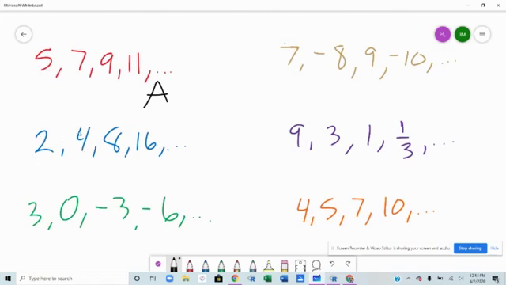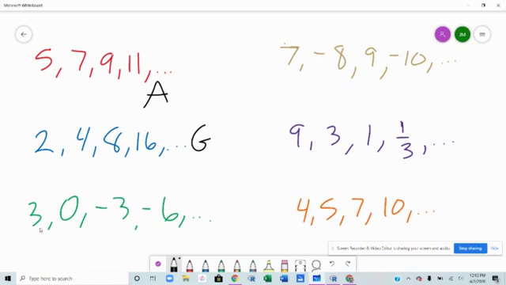Well, 2 times 2 is 4. I'll continue on. 4 times 2 is 8. 8 times 2 is 16. So this is geometric, and you are multiplying by 2 each time. Okay. If you look at your next one, you've got 3, 0, -3, -6, so on and so forth.